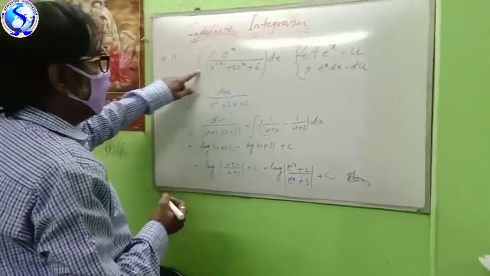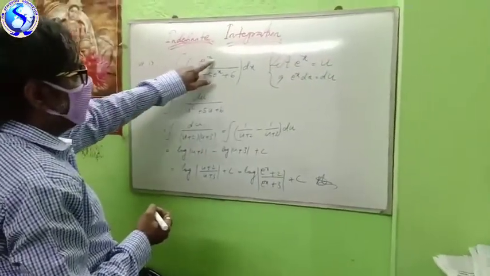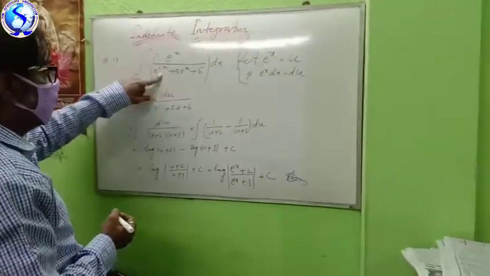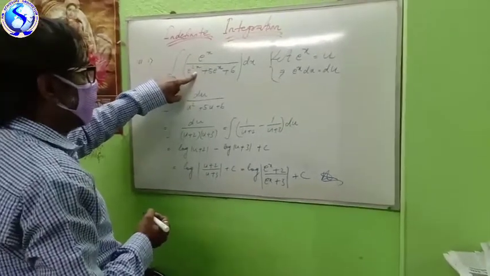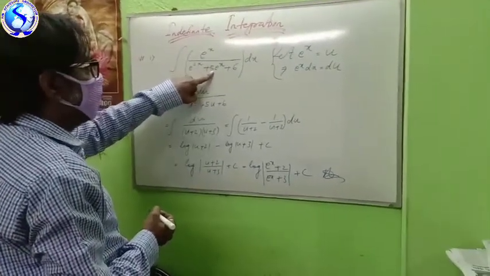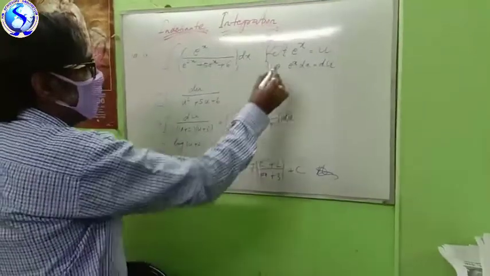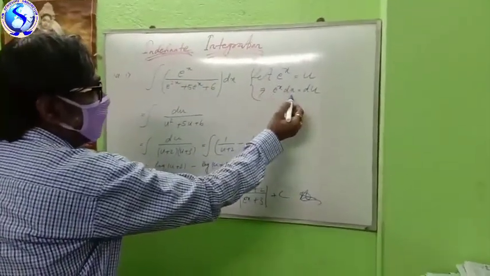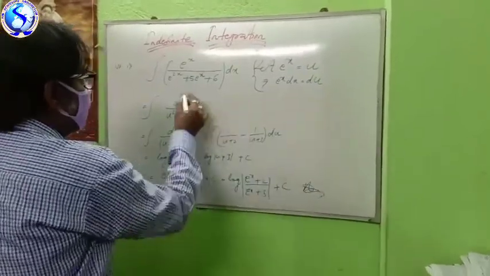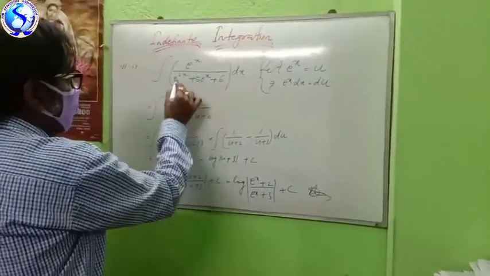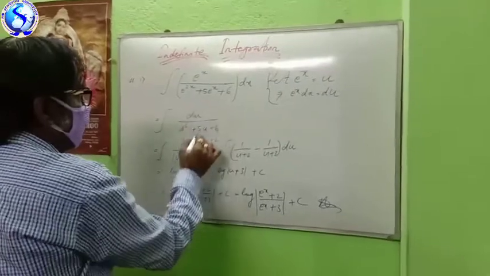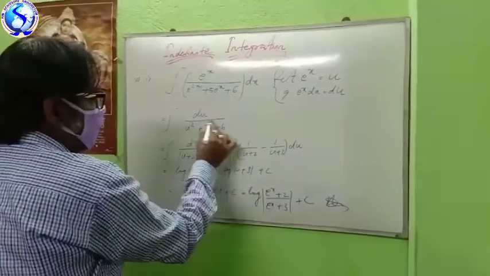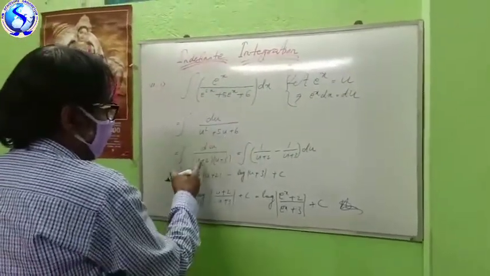See the question given like this: e to the power x divided by e to the 2x, which means e to the power x whole square, plus 5 into e to the x plus 6, whole dx. I am taking e to the x as u. By substitution, the derivative e to the x dx will be du. Put the value, and this will be u square plus 5u plus 6. By middle term breaking, factorization, it is u plus 2, u plus 3.